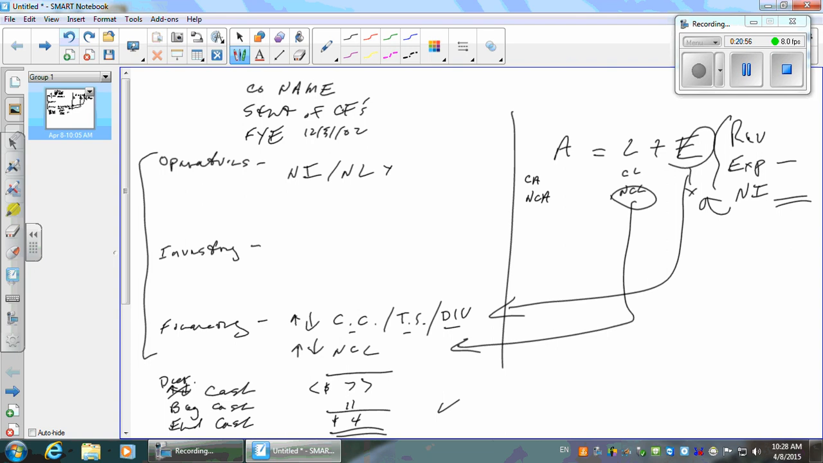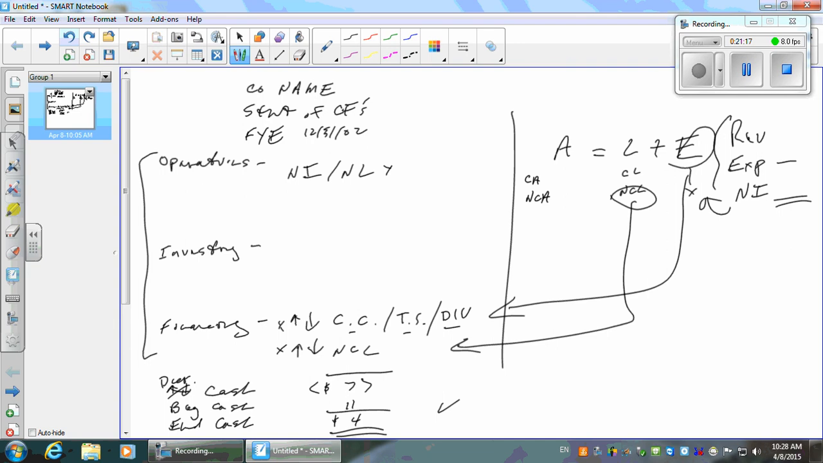And then all the other equity accounts go down here under financing, and all of the non-current liabilities go down here under financing. So if I issue a bond, that's cash coming in. Make sense? Debit cash, credit bonds payable. If I pay off a bond, or a mortgage payable or something, that's cash going out. Debit the liability and credit cash. Everybody good with this? Not hard, is it?